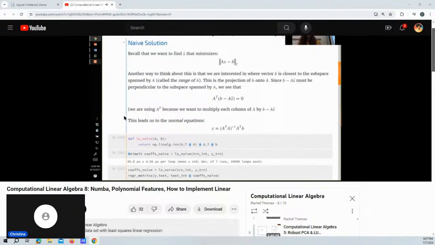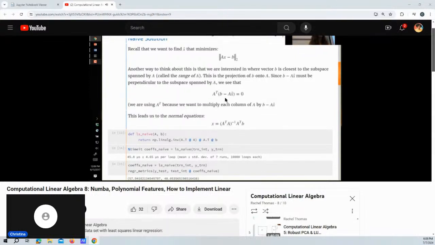All right, so now we're going to step back. That was still using SciPy's implementation. Remember the definition of the least squares problem: we want to minimize Ax minus b, trying to find the best values for x. Another way to think about this in linear algebra is that we're interested in where vector b is closest to the subspace spanned by A, which is called the range of A. You can think of this as the projection of b onto A, because multiplying all possible vectors x by A gives you the range of A, and you're trying to find the vector in that range that's closest to b. That can be expressed as: b minus Ax must be perpendicular to the subspace spanned by A, since getting from b to Ax, as a projection, is the perpendicular.